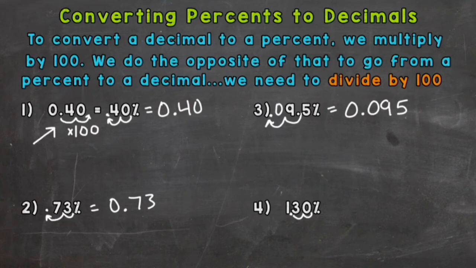Now the last example we have here is bigger than 100%. So we have 130%. When we push the decimal point backward by 2 places, we get 1.30, or simply 1.3. So this is how we convert percentages to decimals.